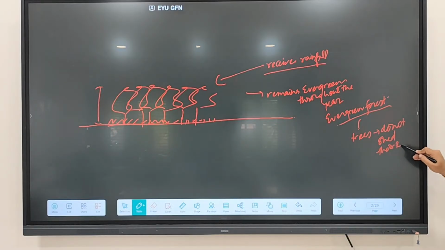Fine. So why do trees generally shed their leaves? In order to get new leaves. So why are they not doing that in the equatorial region? We are seeing that here they are not shedding their leaves.